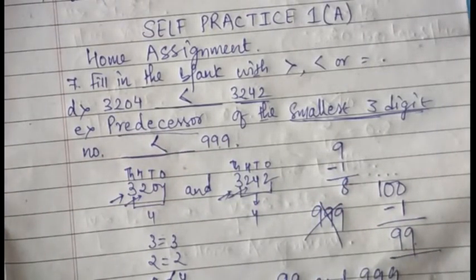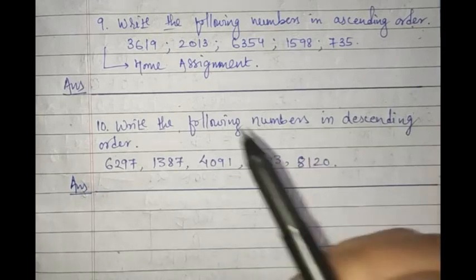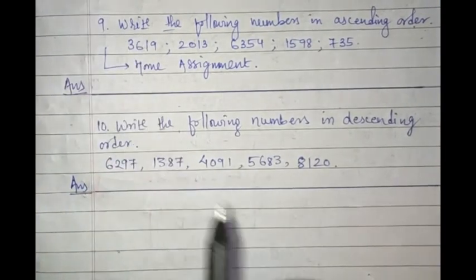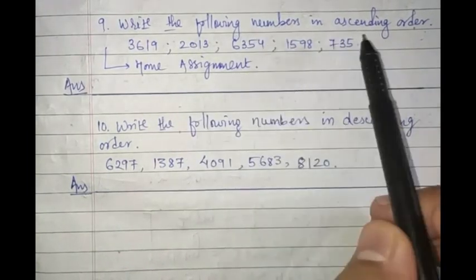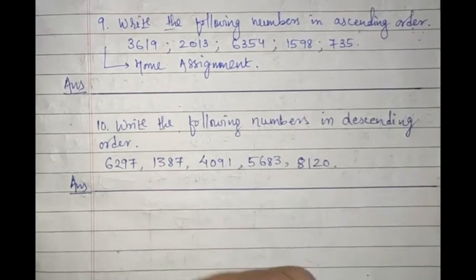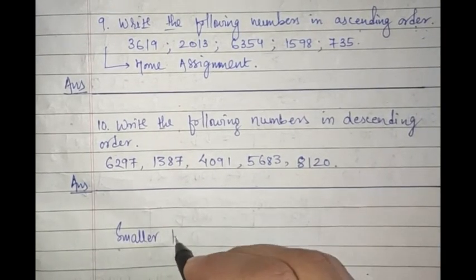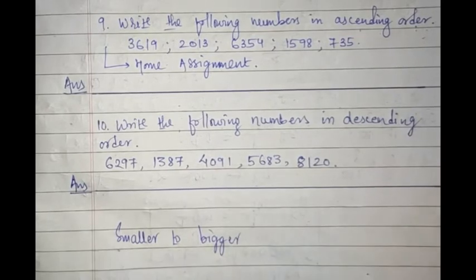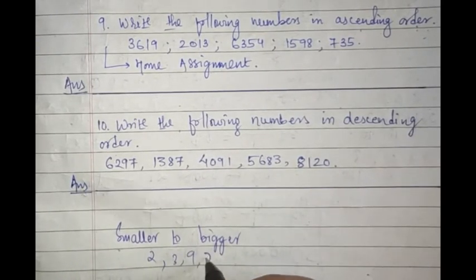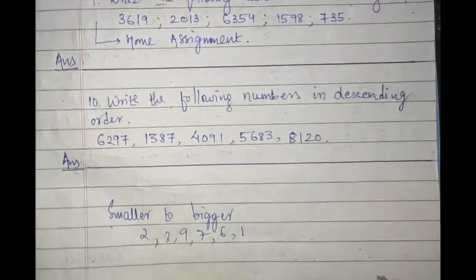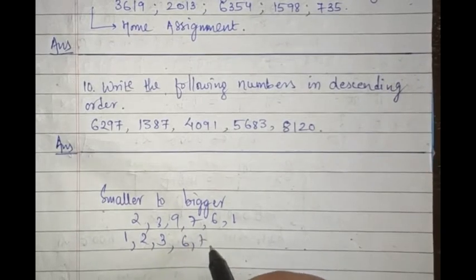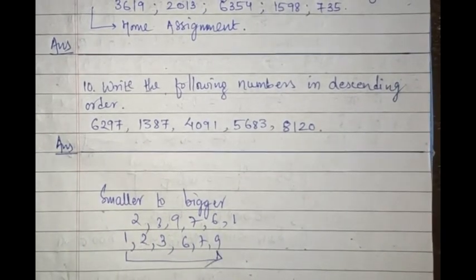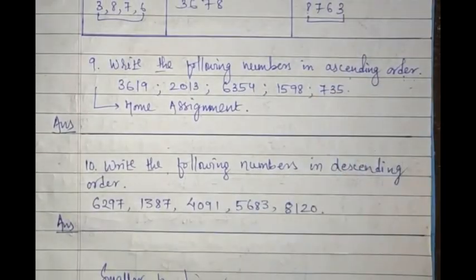Okay, moving on to the next home assignment, we have question number 9. So this was a home assignment, right? You have to write the following numbers in ascending order. Ascending means smaller to bigger, right? If you have 2, 3, 9, 7, 6, 1, then what should be the ascending order? 1, 2, 3, then 6, 7, then 9, smallest to biggest number. That logic we have to apply here. Everyone knows what is ascending, right?